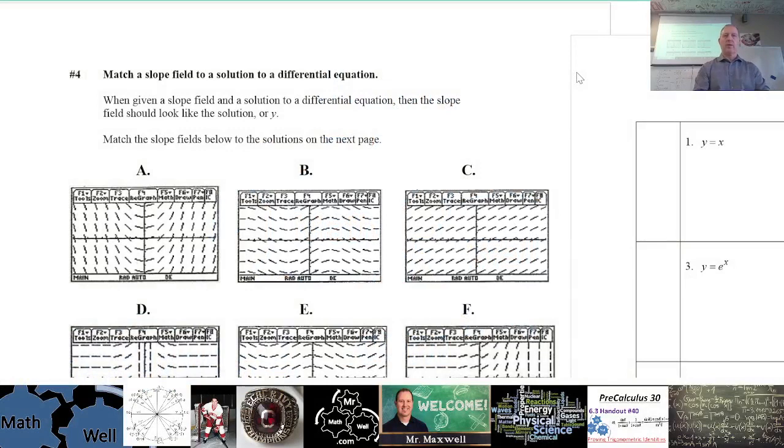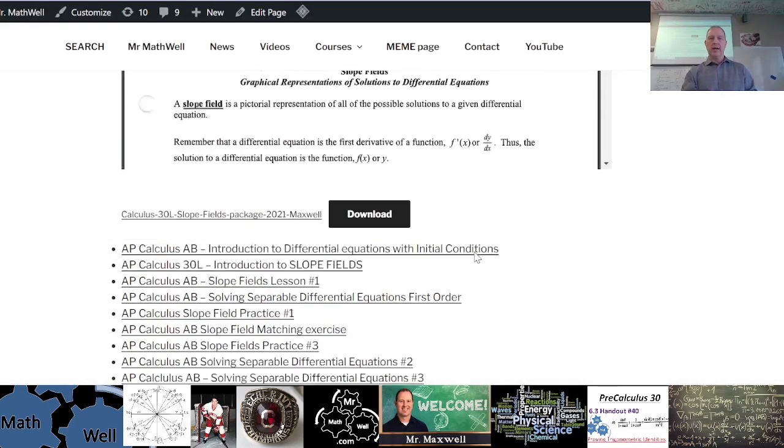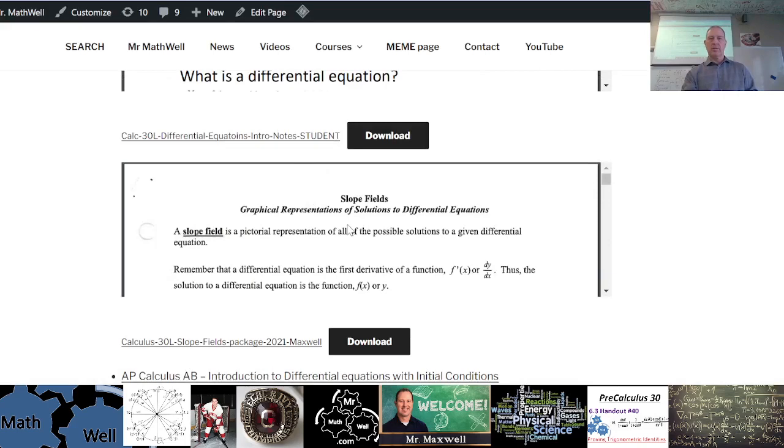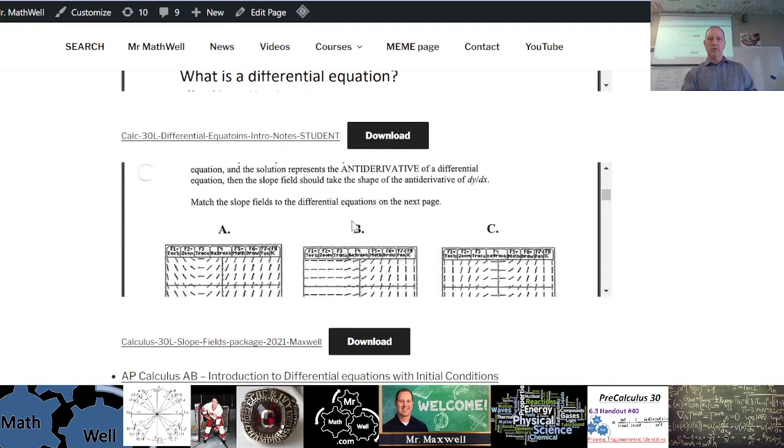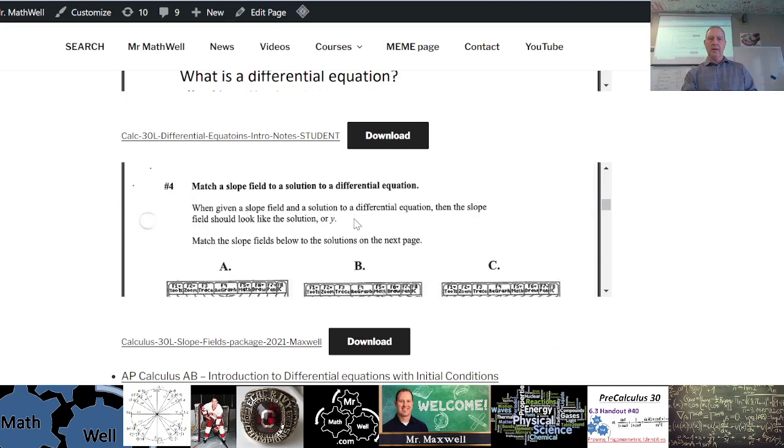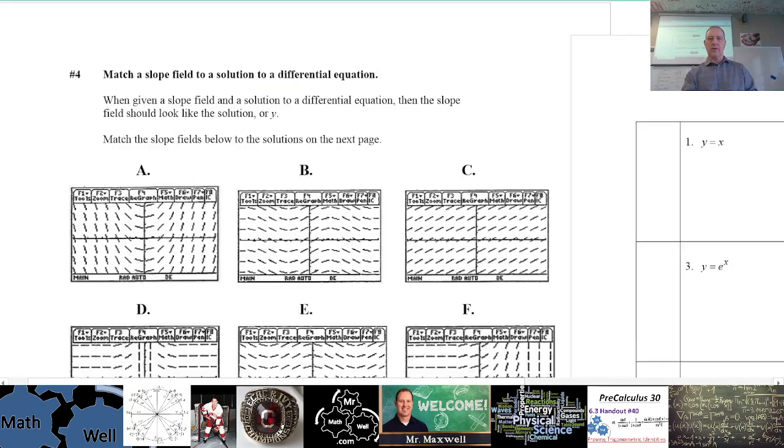All right, as we continue our work on slope fields, this is question number 4 in your handout, your notes package. You should have it in front of you. If you don't have the notes package and you want it, head back over to mrmathwell.com. It's this one right here. We did number 3, matching, and number 4 is where we are right now.